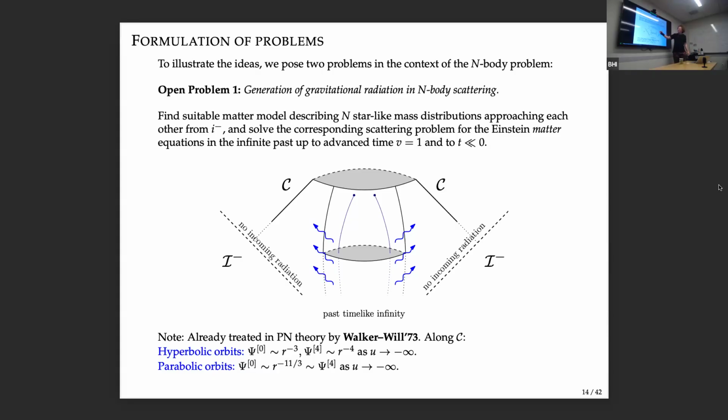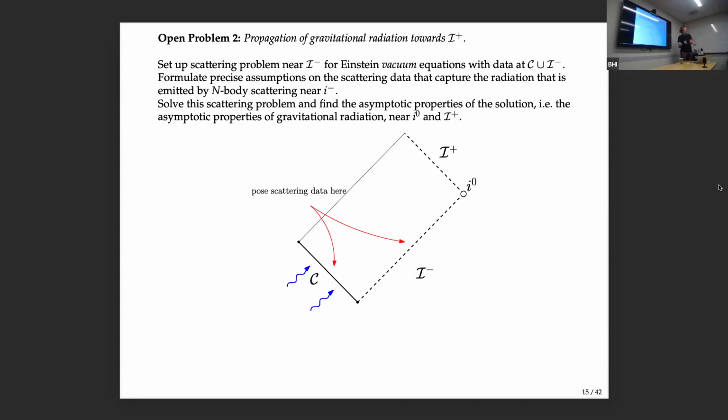Now that you know the decay rates along this null cone, you may then solve the vacuum problem. So you're outside of the support of the matter, and you may then ask, how will gravitational radiation propagate from this null cone all the way to future infinity? So the problem is to formulate a scattering problem for the Einstein vacuum equations with data on this null cone and on past null infinity, where the choice of the data on the null cone is informed by some hypothetical n-body scattering in the infinite past. And then we want to solve this very scattering problem and find the asymptotics towards future infinity, towards spacelike infinity. And then in particular, we have a prediction on what kinds of asymptotics should be assumed if you want to work with an initial data setting.